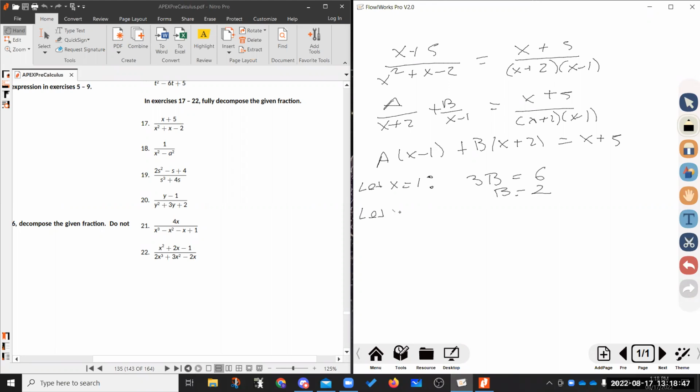Now I'm going to let x be equal to -2, and -3a is equal to 3, and a is equal to -1. So that's a valid way to do this, to choose x values to solve for a and b that will give you zeros, especially when you have all distinct linear factors. Not so helpful when you have irreducible quadratics, not so helpful when you have repeated roots. So this means that x plus 5 over x squared plus x minus 2 is equal to -1 over x plus 2 plus 2 over x minus 1.